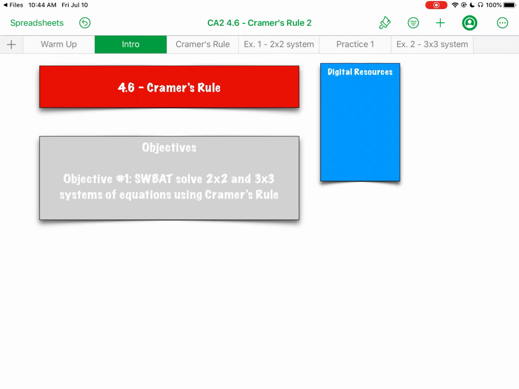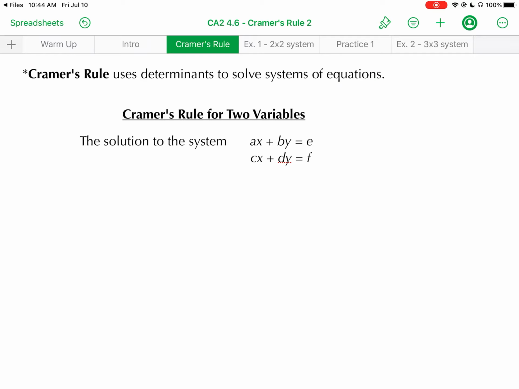What's up, everyone? Today's video, we're covering section 4.6, which is over Cramer's Rule. Cramer's Rule is a way that you can solve systems of equations using matrices. In this video, we're going to cover how to use Cramer's Rule for solving a 2x2 system, and then I'll do a second video for a 3x3 system.